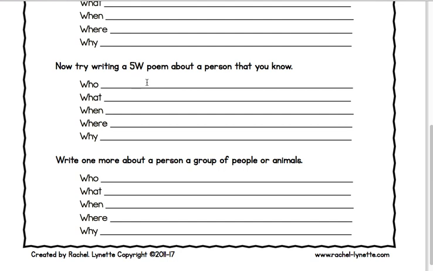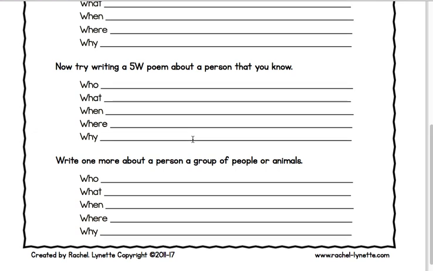Who? Lizzie. What is Lizzie doing? She's walking through the woods. When? At first light. Where? In a nature preserve. And why is she walking through the forest? She's looking for birds. My daughter is a bird watcher, so that's why I chose that. So now let me read the whole poem from start to finish. Lizzie, walking through the woods, at first light, in a nature preserve, looking for birds.